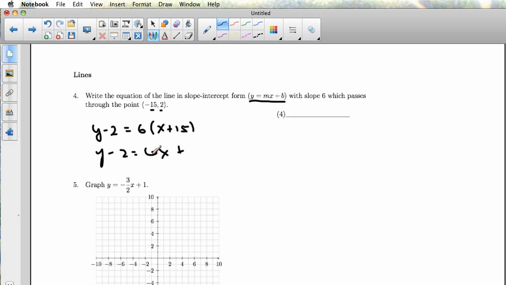So I'll distribute on the right side. 6 times 15 is 90. I'll add 2 to both sides. I'll put it in the answer blank here. Y equals 6x plus 92.